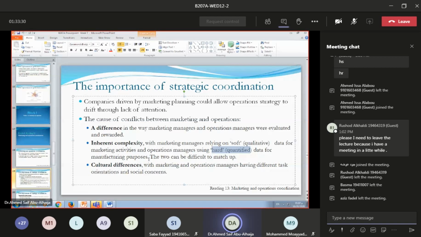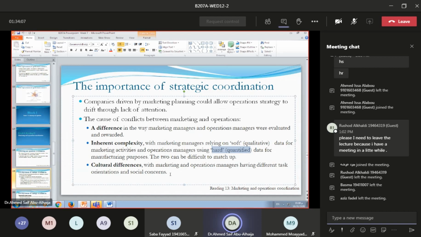Okay, but if we understand our differences, that's the question now. We are different, but can we understand our differences? Yes, we can. Can we have some integration of the marketing and the operation goals? Yes, we can. So in this case, we will not have a conflict between these important business functions. Cultural differences, for sure, with marketing and operation managers having different tasks, orientation, and social concerns.